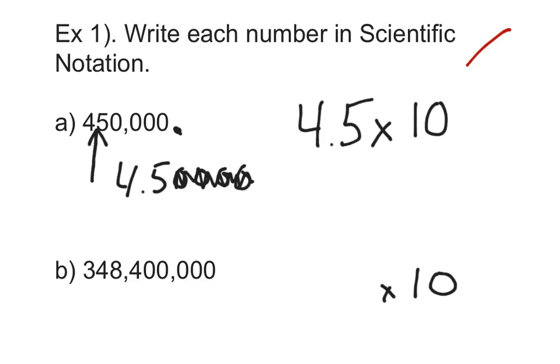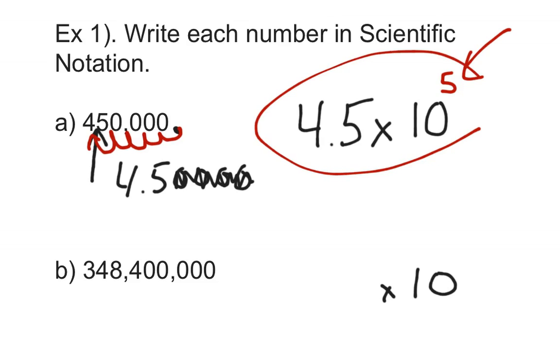The only thing that's left is figuring out what this exponent is going to be up here. And that's just how many places we move the decimal point. So again, if my decimal point is right here to the right, I'm going to move it 1, 2, 3, 4, 5 places. Since I moved it 5 places, that's my exponent, and there is my scientific notation.